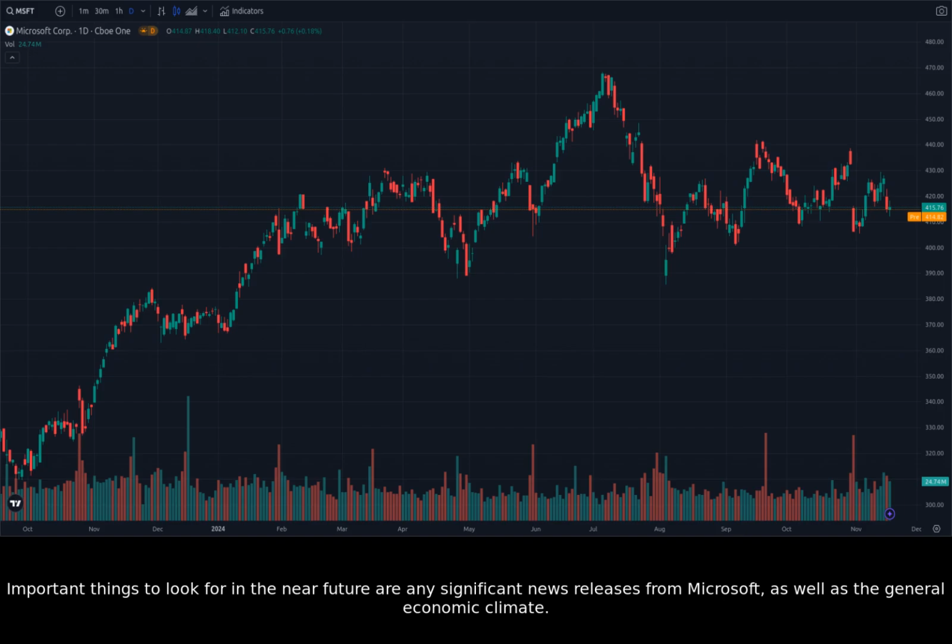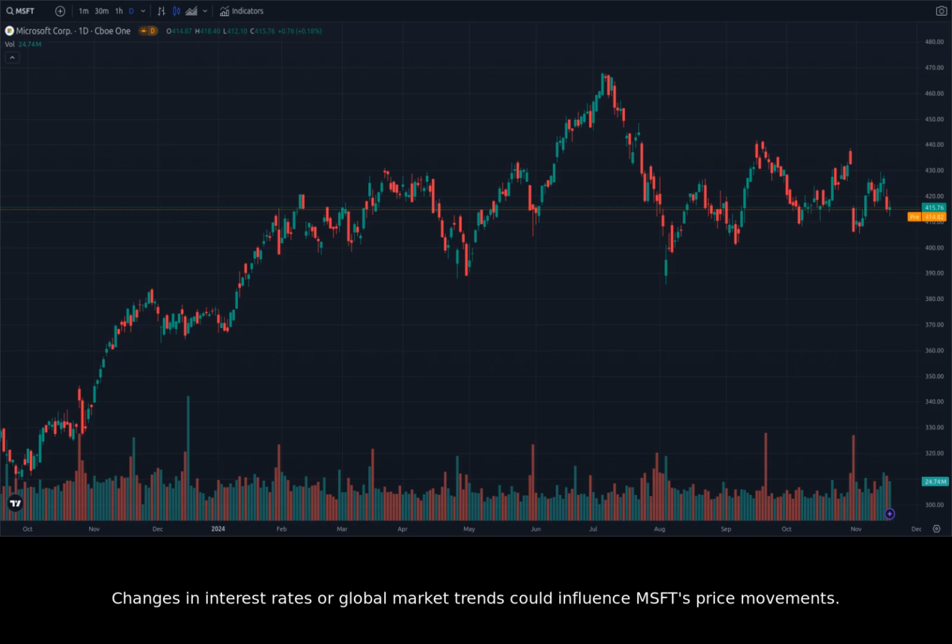Important things to look for in the near future are any significant news releases from Microsoft, as well as the general economic climate. Changes in interest rates or global market trends could influence MSFT's price movements. Monitor volume levels on each timeframe. High volume during price increases suggests strong buying pressure. Conversely, high volume during price decreases shows substantial selling pressure.